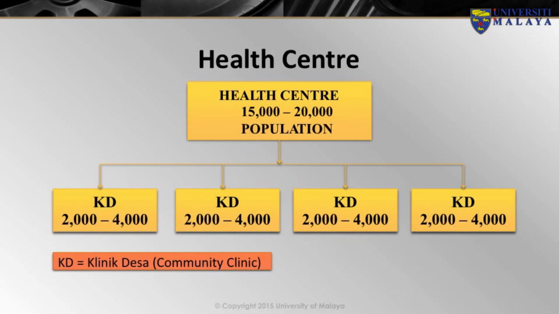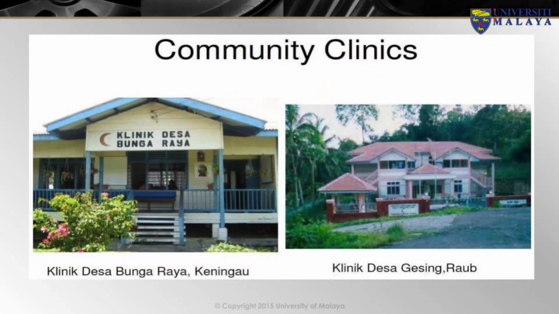Our primary care service runs as a two-tier system, where one main health center is in charge of 4 smaller community health clinics. The main health center covers approximately 15 to 20,000 population, and each community clinic covers approximately 2 to 4,000 population. Here are 2 photographs of community clinics: Klinik Desa Bunga Raya in Keningau, Sabah, and Klinik Desa Gesing in Raub, Pahang.